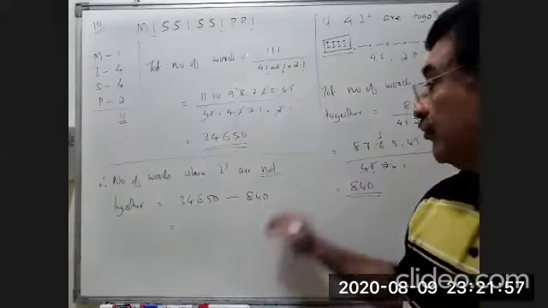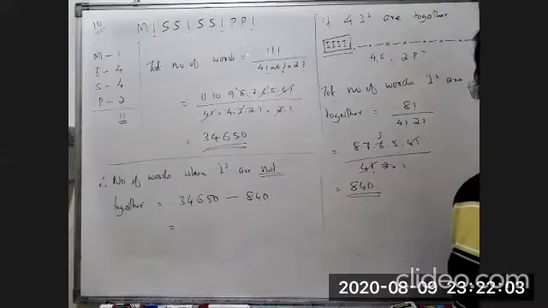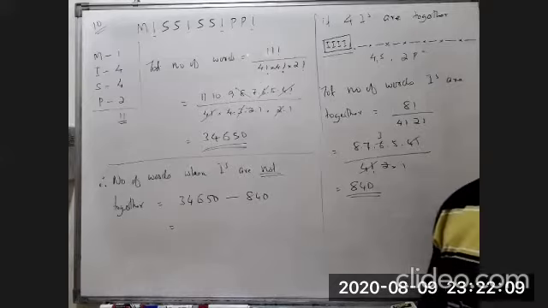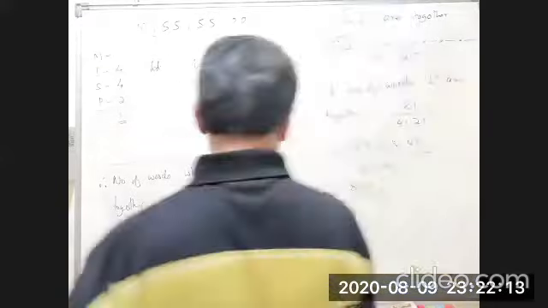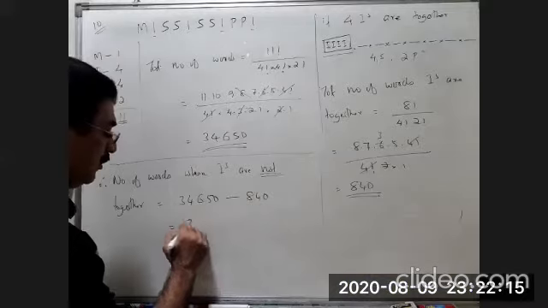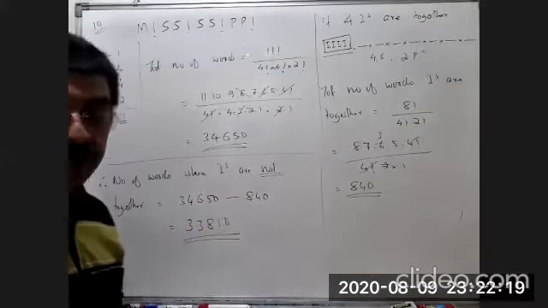Subtract it. If I's are together, subtract. Okay, I got 33810. This is what you said on subtraction.